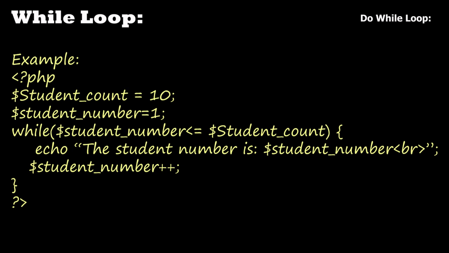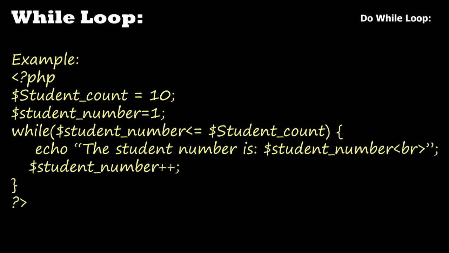Then they have given the increment operator. So if the first student number is 1, this will be executed and the student number will become 2. The increment operator is there, right? So it will add 1 to it and again check the condition: while student number is less than or equal to student count. Again, if this condition is true, meaning the student count is greater than the student number, then the next number will be displayed.